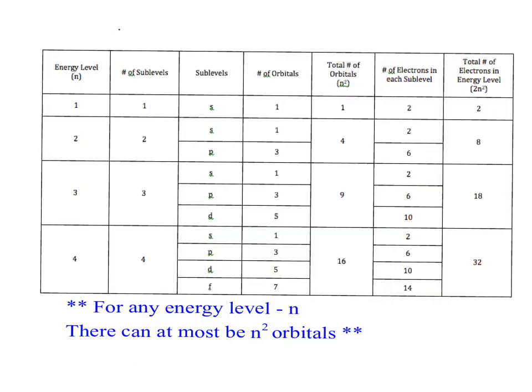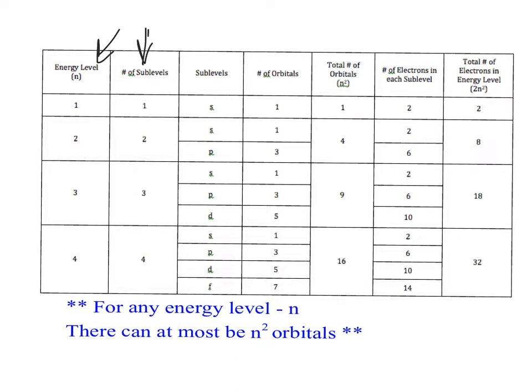All right, back to that chart again. We have energy levels relating to sublevels. For every energy level n, there are exactly n sublevels: 1, 2, 3, 4, and so forth. But now we also know that for any energy level n, there are n squared orbitals. You could just memorize that if you want to, or you can actually work it out.